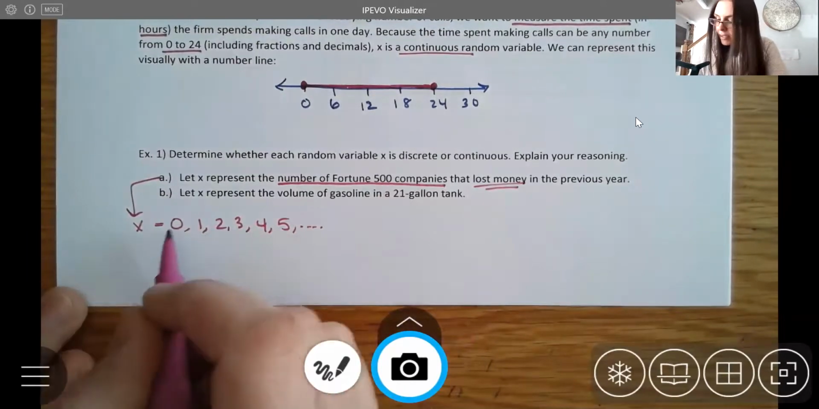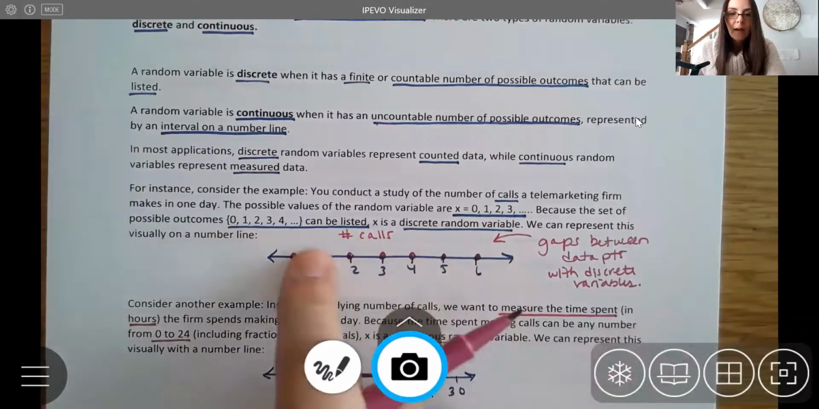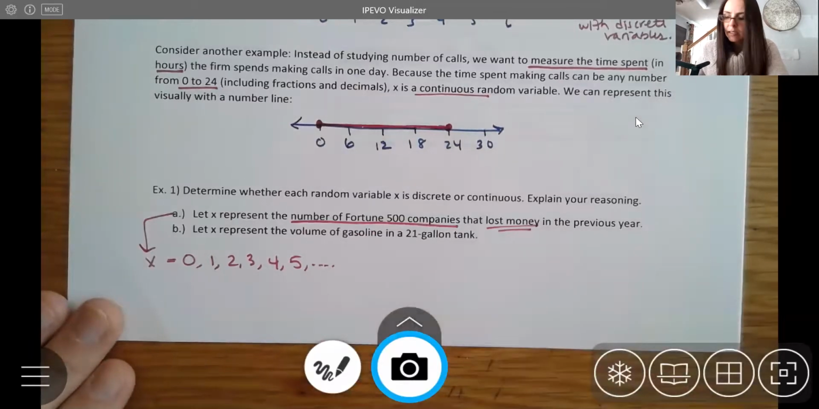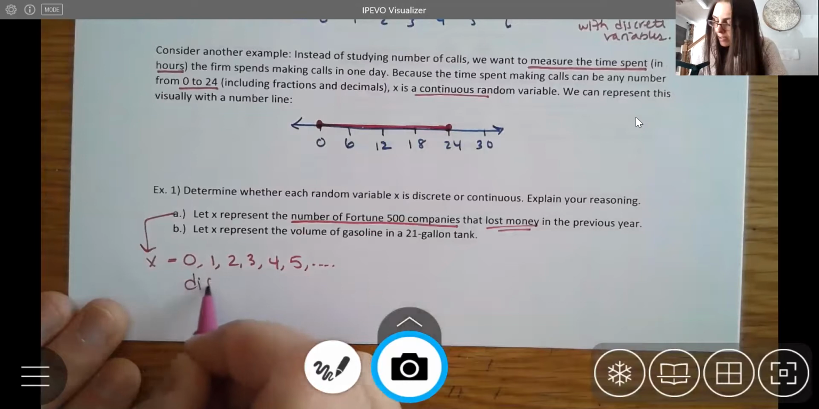So if you were to graph this, it would look very similar to this graph here, right? We're not going to have half a company or a fraction of a company. It doesn't make sense. So you have clear, distinct gaps between those data points. So this is something that is discrete.